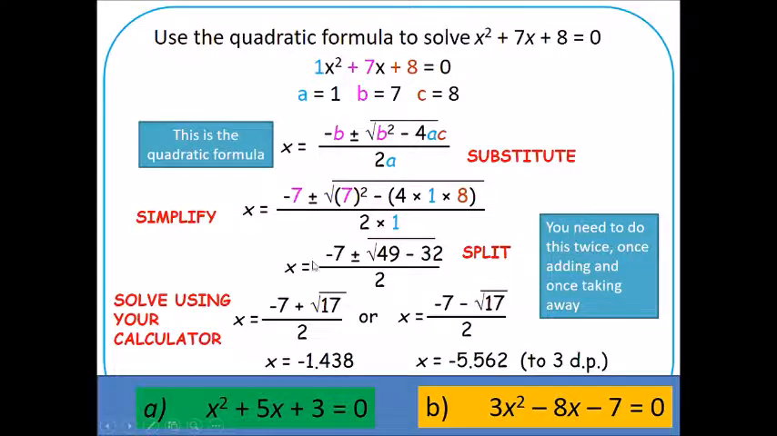Now that you have an example from me, I want you to ask your cover supervisor to pause the video at this point, please. You now have 2 questions at the bottom of your screen to try. I want you to solve both of these equations by using the quadratic formula. This should take around 5 minutes, but if you finish early, please encourage your teacher to unpause the video and show you the solutions. So let's pause the video and try questions A and B in our best books, please.